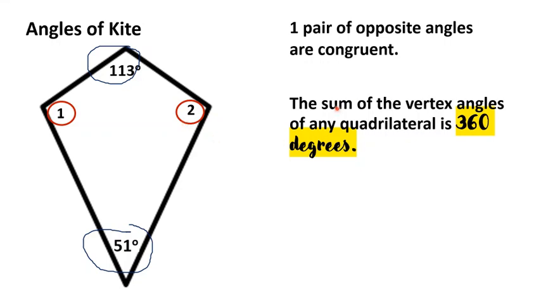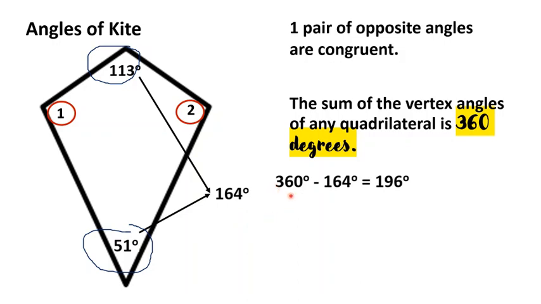The sum of the vertex angles of any quadrilateral is 360 degrees. So if we add angle 1 plus angle 2 plus 113 plus 51, it should be 360 degrees. To look for the value of angle 1 and angle 2, let's first add 113 and 51. The answer here is 164. Now we can solve the remaining measurement of the angle. We're going to subtract that from 360. So 360 minus 164 is 196.